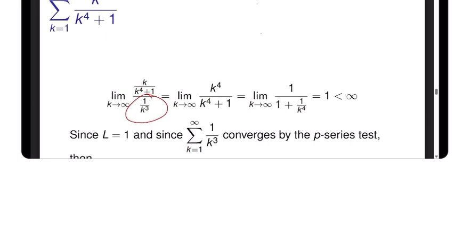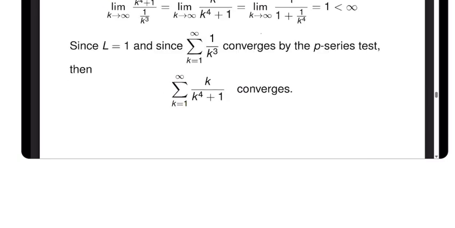I can use the p-series convergence. What is p here? Can somebody tell me? Thank you so much. When p is greater than 1, what happens? According to the p-series test, it converges. And when that converges, I'm going to say the complicated structure converges too. Done. That's the way to do it. Very cool, right? So that is the way to do it.